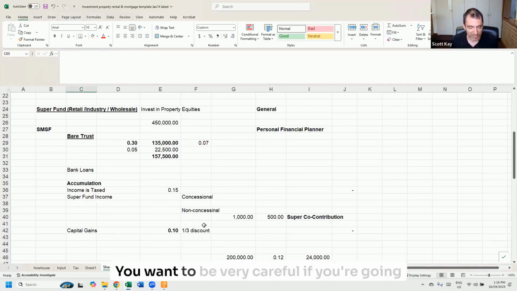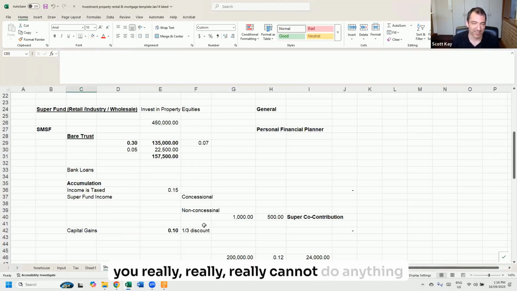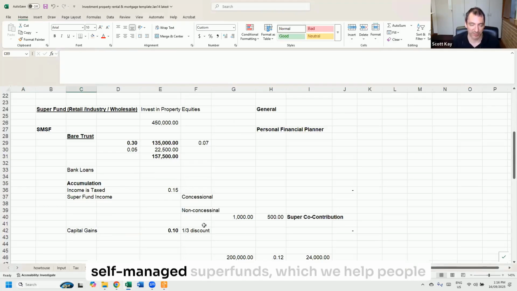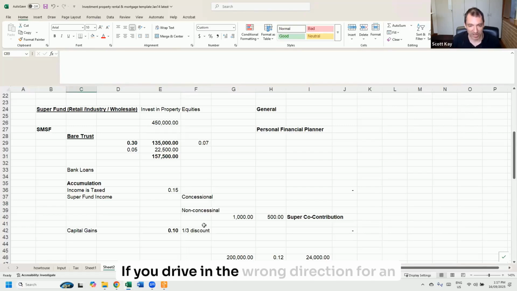And you want to be very careful if you're going to buy a property you want to live in later inside of a self-managed super fund, because you really, really, really cannot do anything wrong in your self-managed super fund. Otherwise, you can be taxed 47% on the assets, not even on the income. So there are very, very strict rules on self-managed super funds, which we help people get through if they're made into a mess.